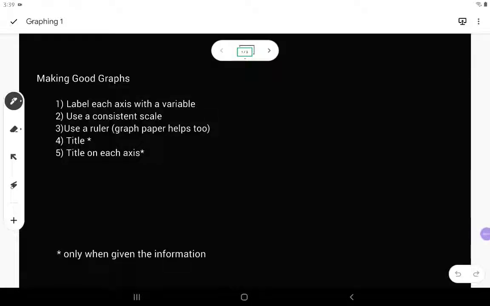So in this video, I'm going to talk to you a little bit about graphing. First of all, there's a few things that we need when we're making good graphs. Now, I want you to keep in mind, I'm going to do this as if I was doing the graph on a piece of graph paper.